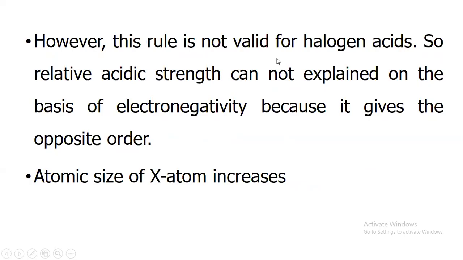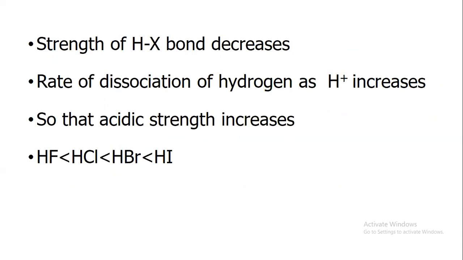However, this rule is not valid for halogen acids, so relative acidic strength cannot be explained on the basis of electronegativity because it gives the opposite order. As the atomic size of halogen atoms increases, the strength of the H-X bond decreases, the rate of dissociation of H+ increases, so that acidic strength increases.